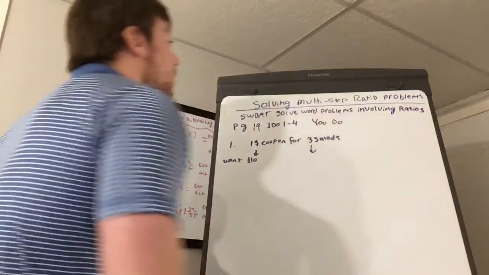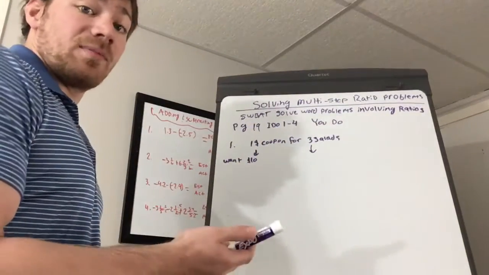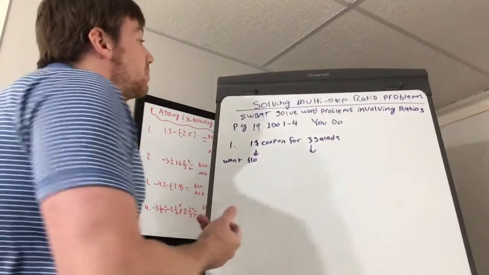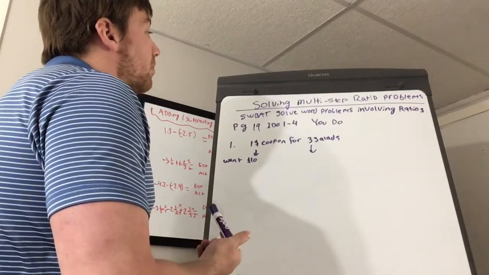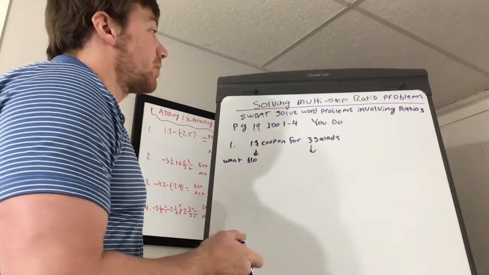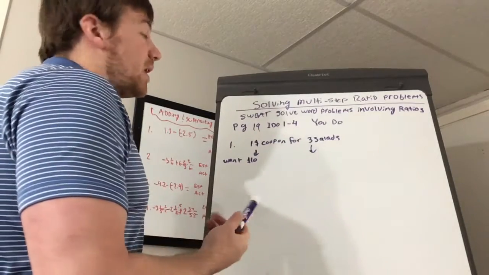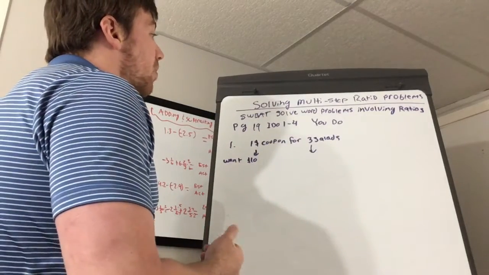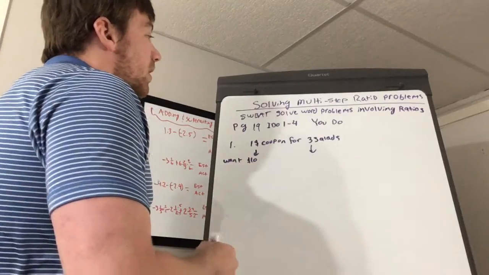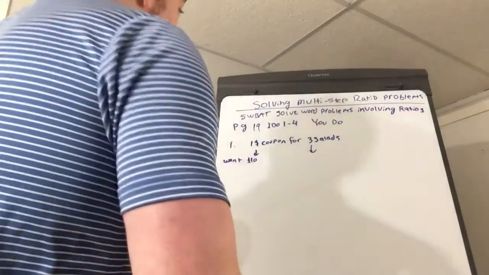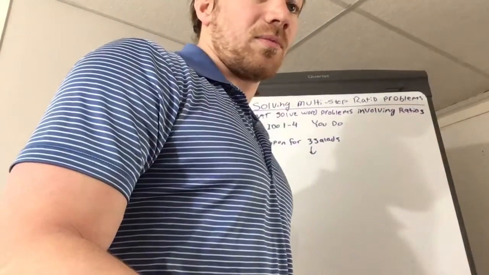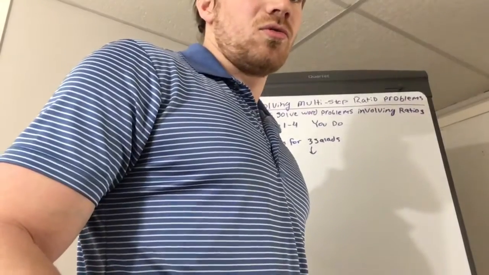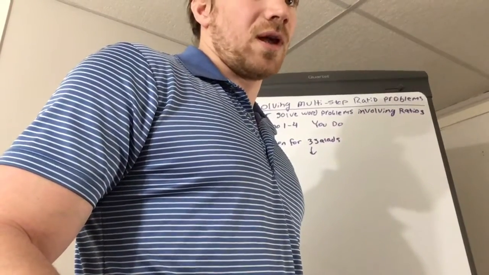So, like always, I'll read the title of the page, and then we're going to go over the objective. What we're working on today is solving multi-step ratio problems. Your objective for today is that students will be able to solve word problems involving ratios. This is on page 19. We're going to do 1 through 4, and you guys will do 5 through 8.